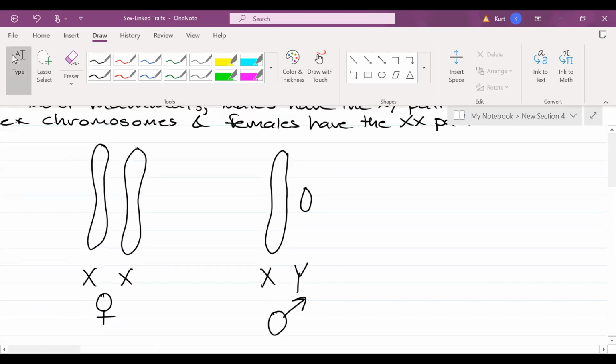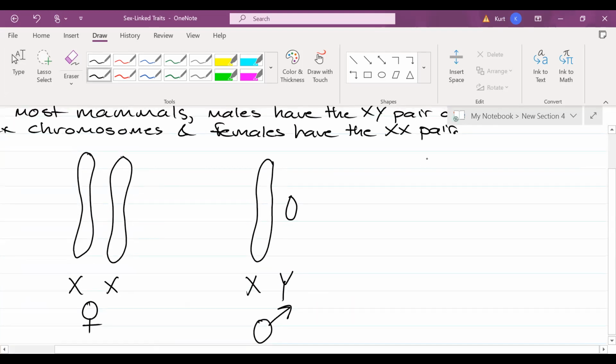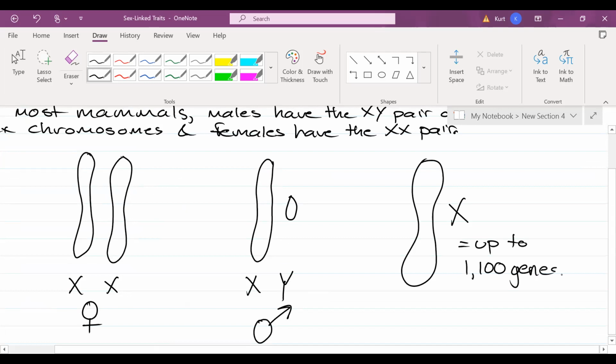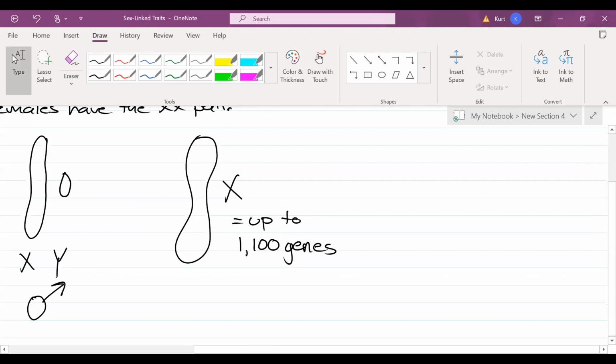So when you actually look at the X chromosome, it can carry up to 1,100 genes. That's a lot. The X chromosome is actually pretty big. The Y chromosome, however, not so much. That can carry up to 78 genes. Not a lot. There's basically just genes that help in the formation of sperm.